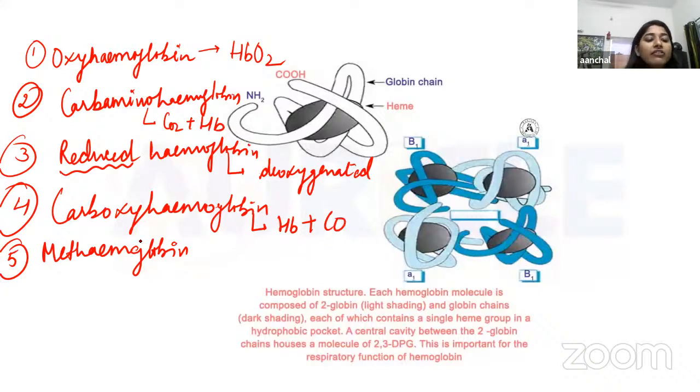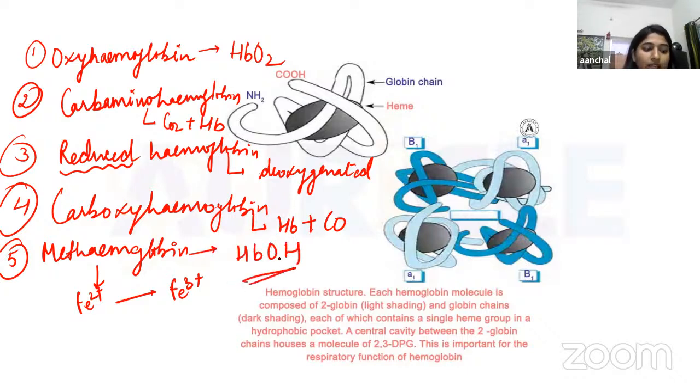Now, the last form we have is methemoglobin, and in this form, when either reduced or oxygenated hemoglobin is exposed to various drugs or oxidizing agents, the ferrous form, meaning Fe2+, is oxidized to Fe3+, and the compound is known as methemoglobin, right? And it is represented as HbOH.